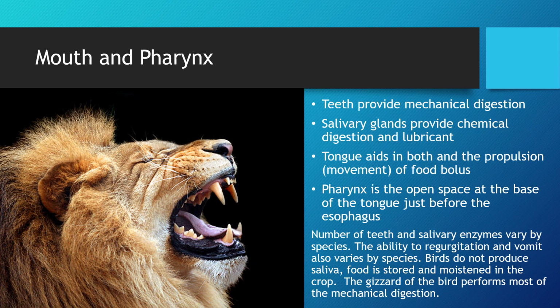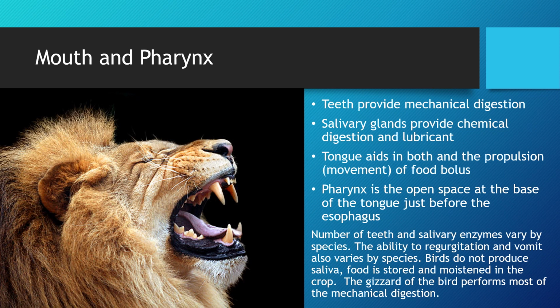Throughout the slides, we'll talk a lot about some differences and similarities between species. As you know, as veterinary medicine students here, we have to learn about all different species. And so, as you already know, the number of teeth actually does vary from species to species. The amount of saliva produced and the enzymes produced vary by species as well. We actually know that the bird doesn't produce saliva, which is why water is super critical for the digestive process of the bird.